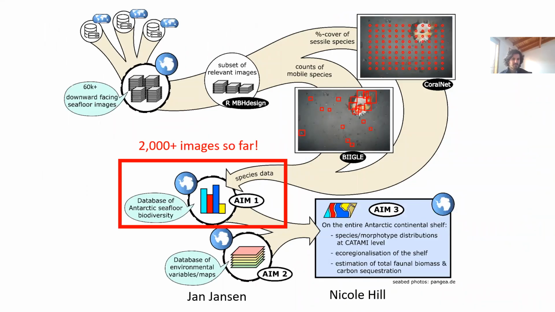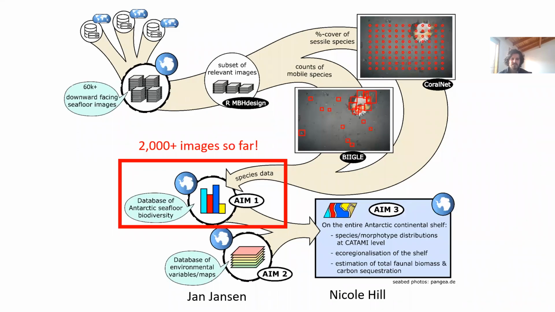So we're collecting images from all over the world, from far and wide. We're subsetting these images, and then we're extracting biological data. In parallel to this, we're collecting environmental data, and together the biological data and the environmental data will be used to map the distribution of biota around Antarctica.